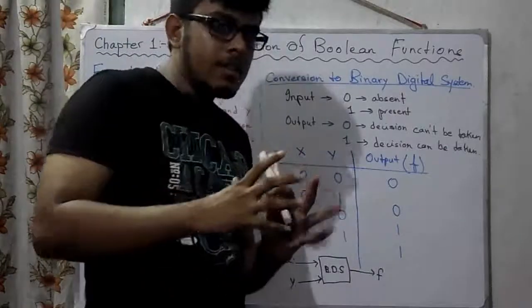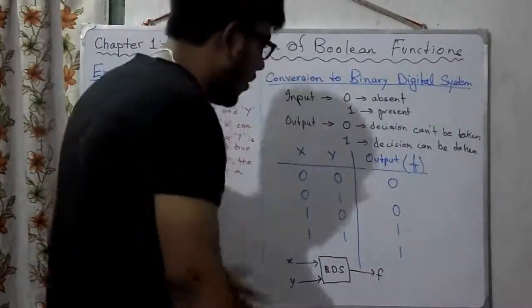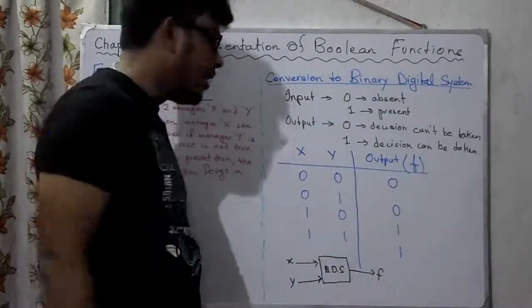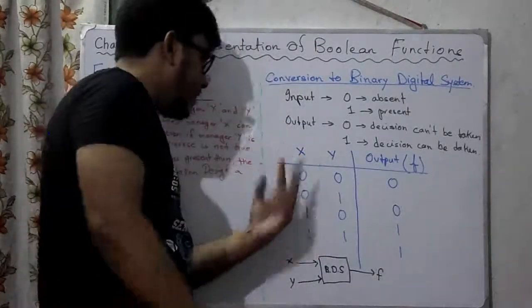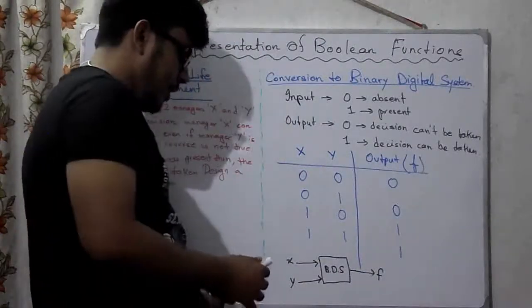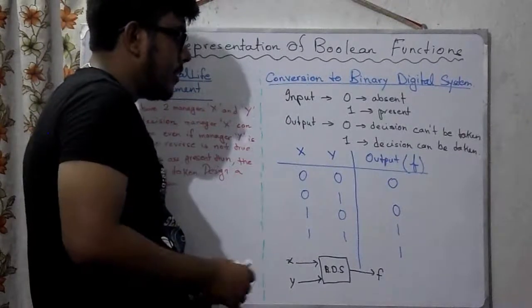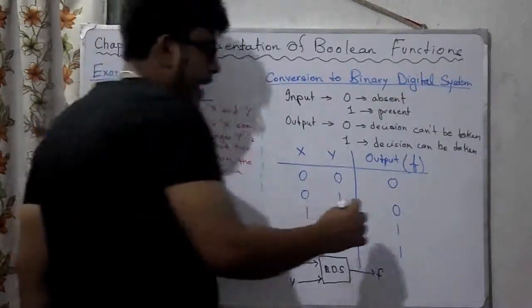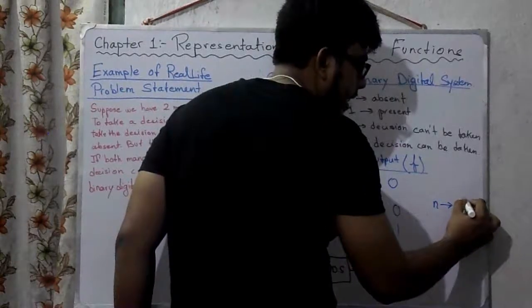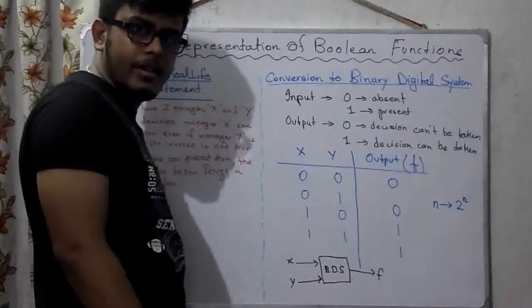Let us take our discussion a step further. Now you can see that here we have four scenarios. That means we have two managers, and for two managers, we will have four scenarios. So basically what we see is that for n number of managers, we will have 2 to the power n number of possibilities.